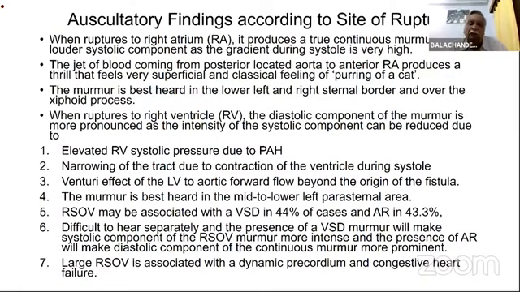And remember, RSOV can be associated with VSD and AR. So a lot of murmurs get submerged inside the continuous murmur, difficult to hear separately. The presence of a VSD murmur will make the systolic component a little prominent, and the RSOV murmur will become more intense in the presence of a VSD. And remember, dynamic precordium and congestive heart failure are associated with RSOV. Next slide.